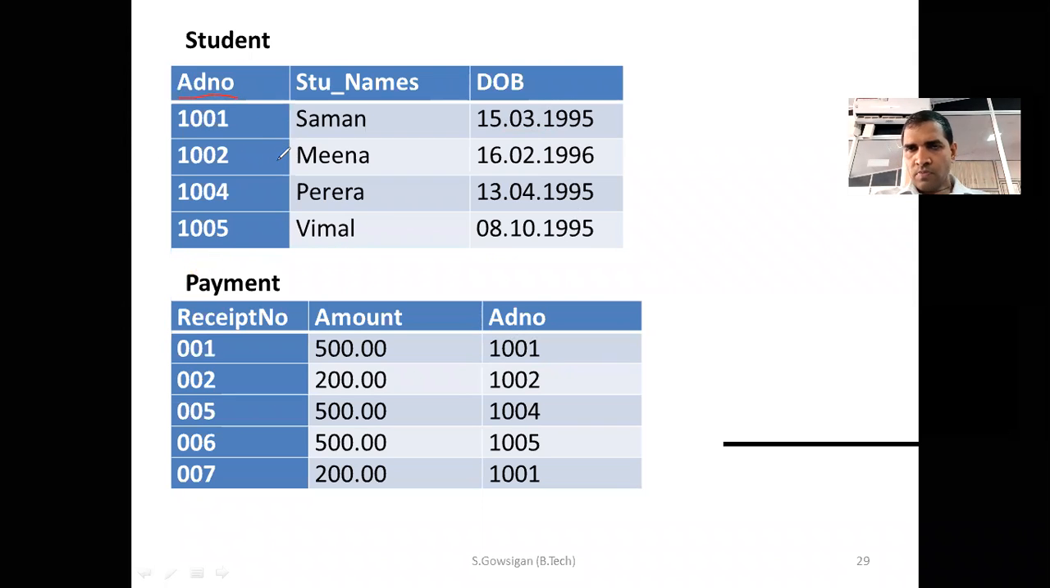In a table, primary keys can be underlined, right? So when a field is underlined, it means that is the primary key. So in a student table, admission number, which means ADNO, is the primary key. Okay. So let's go to the payment table, right? Payment table. Logidan S. What is the primary key of the payment table?